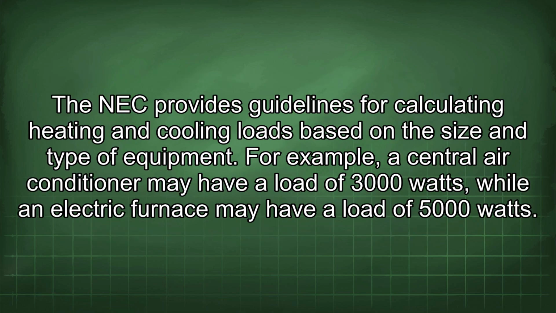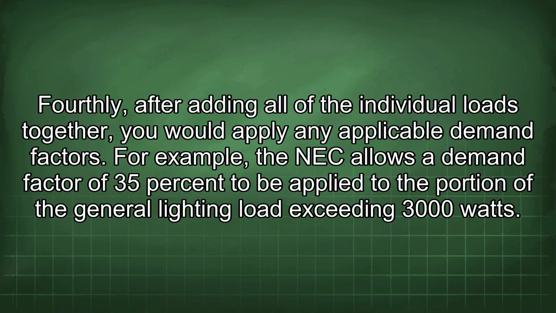The NEC provides guidelines for calculating heating and cooling loads based on the size and type of equipment. For example, a central air conditioner may have a load of 3000 watts, while an electric furnace may have a load of 5000 watts. Fourthly, after adding all of the individual loads together, you would apply any applicable demand factors.